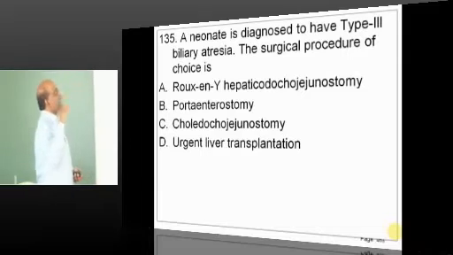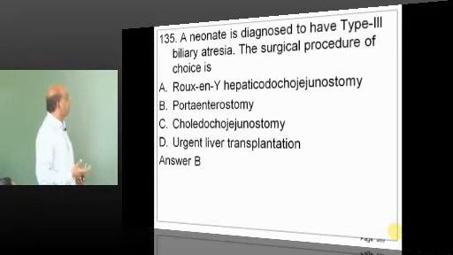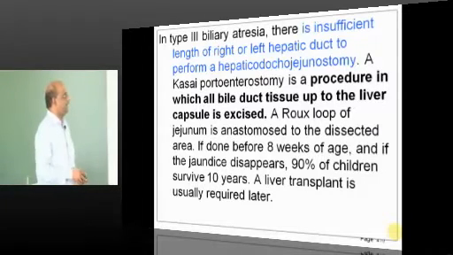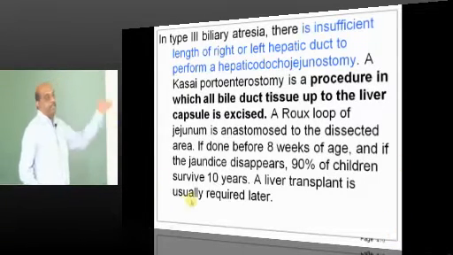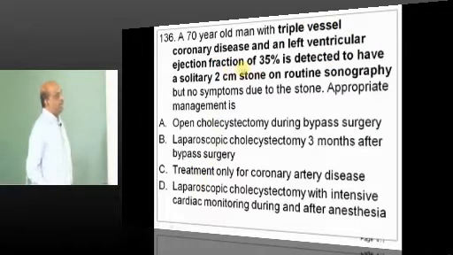A neonate is diagnosed to have type 3 biliary atresia. How do you want to treat? Kasai, B. Portoenterostomy, Kasai procedure. And later in life, if required, liver transplant needs to be done.